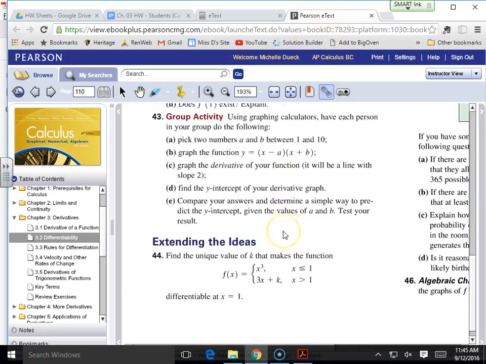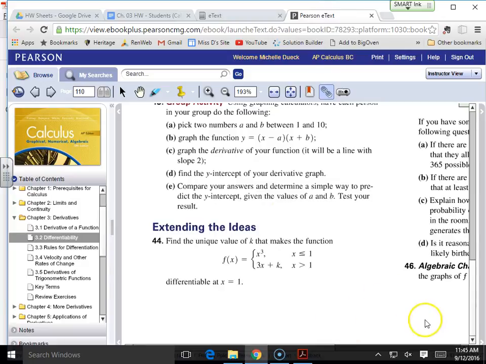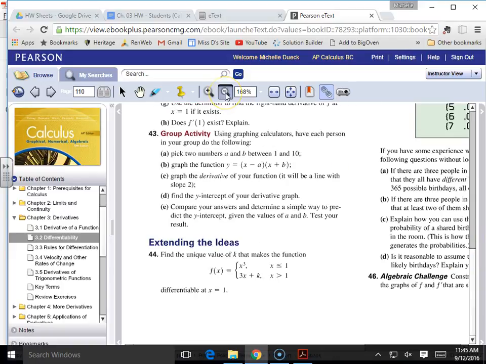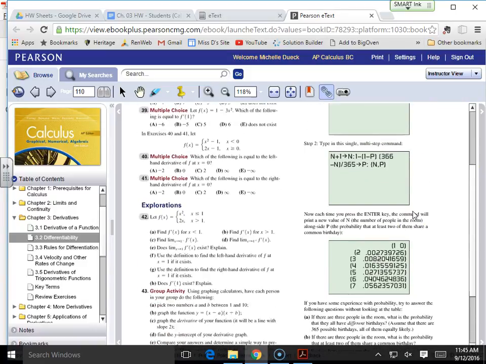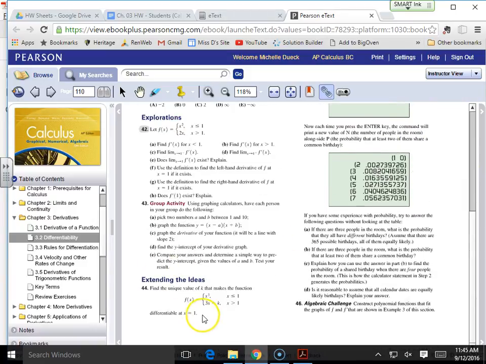Equal? -2? Oh, wait, was there anything on the upper side? That's a good question. It just says find the unique value of k that makes the function differentiable at x equals 1. So you would have to make it continuous and then find the derivative to make sure it's differentiable. Oh, okay, so I just didn't find to make sure. Right. You have to be continuous first and then differentiable second. Got it, so I kind of just found that it was continuous.